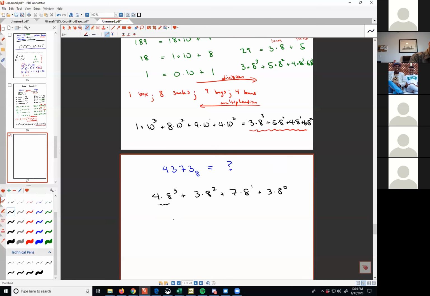And this right here, 8 cubed is 512. 4 times that is 2048. 8 squared is 64 times 3 is 192. 7 times 8 is 56, and then 3 times 1. Then we add these, and we get 2240. Add that to 56 and to 3, and we get 2299. Yeah. Good. That didn't take long, did it?